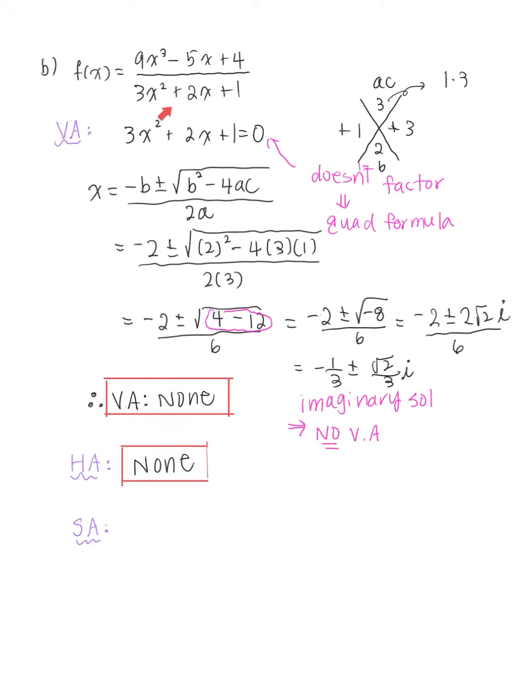So let me go into the next page. All right, let's do it. So first, I'm going to set up the long division. Let me first write down the numerator. Are we missing any term there? Yeah, we don't have an x squared term, so we're going to replace that with 0x squared. So let me write this like this: 9x cubed plus 0x squared, and then minus 5x plus 4.